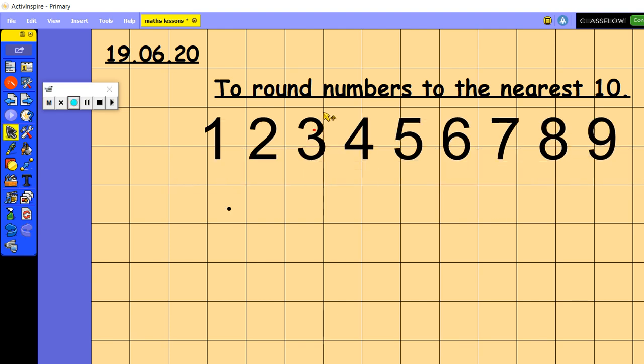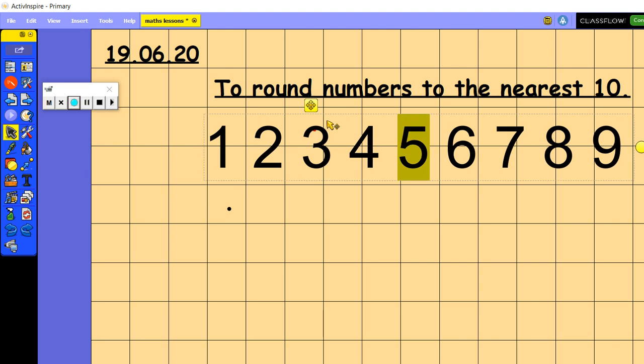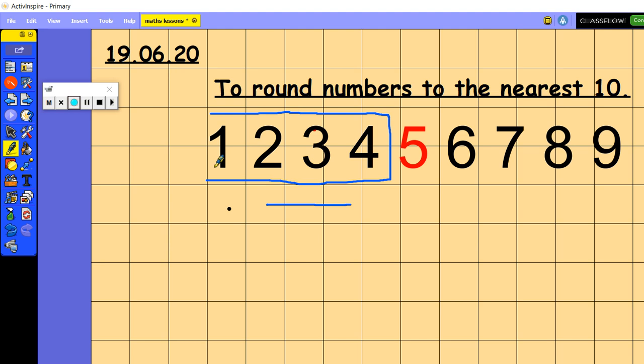Now, when we are rounding, we need to remember there are a couple of golden rules. I'm just going to put 5 in red, just to remind us. If we have a number that ends in 1, 2, 3, or 4 in the units column, then we are going to be rounding it down to the 10 that comes before it. If we have numbers that end in 5, 6, 7, 8, or 9, then we have to round those numbers up to the next 10 that we have been given.